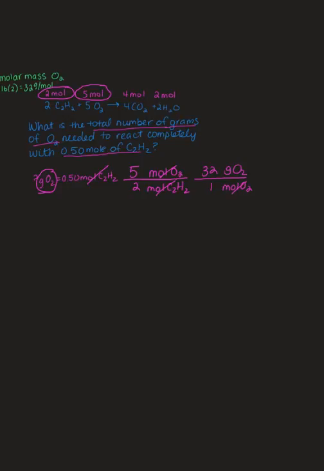In my calculator, I'm going to enter 0.5 times 5 times 32, and I'm going to hit the equal sign or the enter button on my calculator. This way I can make sure that my order of operations is done correctly. I have 80 from multiplying everything on the top. Now I'm going to hit divide, and I'm going to divide that through by 2. And I'm going to get an answer of 40, and the unit is grams of oxygen.